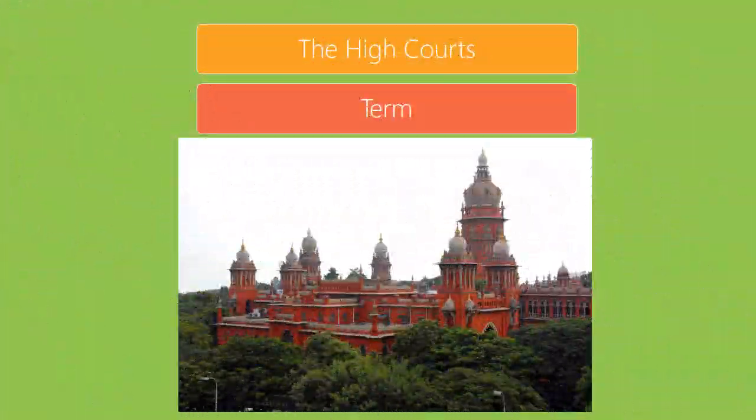Then terms of the High Courts. Once appointed, the judge of the High Court can serve till the age of 62 years. He or she can resign earlier or can be removed through the same process that applies to the judges of the Supreme Court.